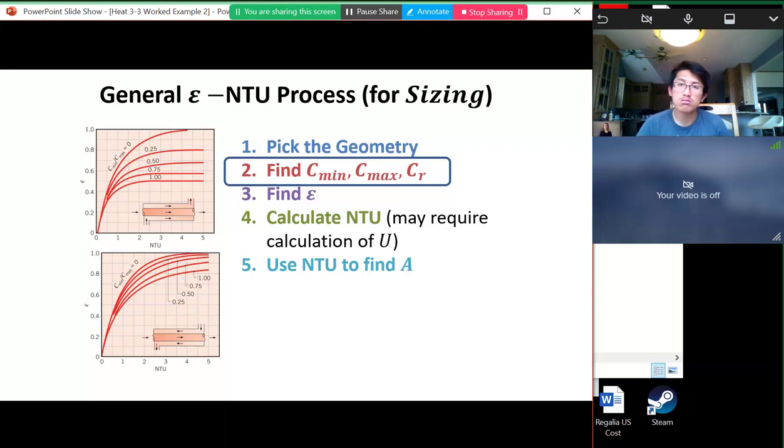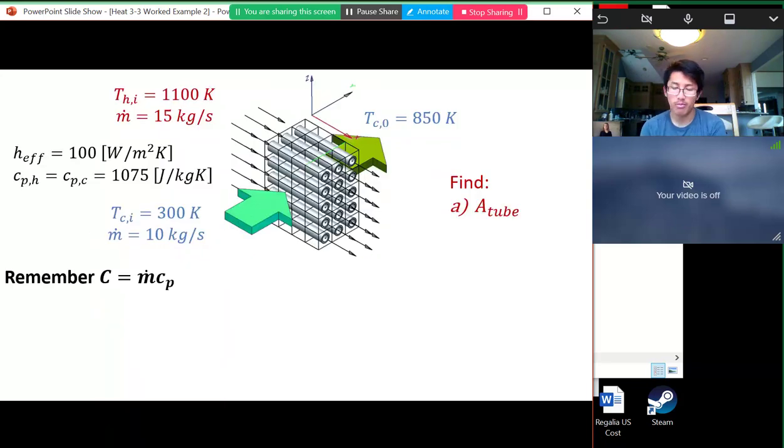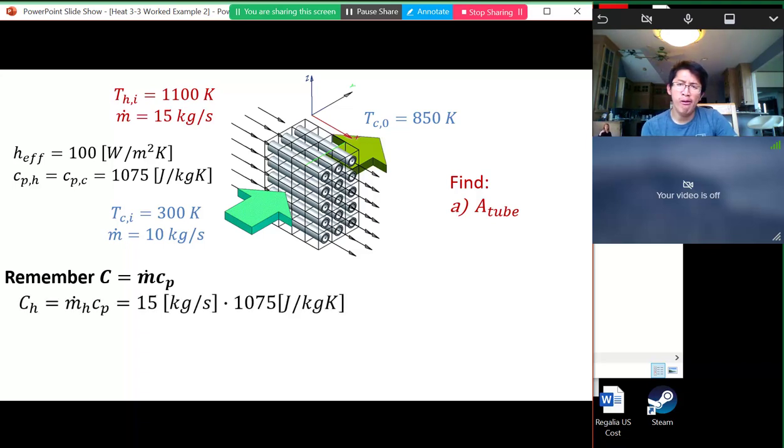So my flowchart's working anyway, at least for this problem, right? So this capital C is m dot times Cp. On my hot side, I know my mass flow rate is 15 kilograms per second, and the Cp on both sides is 1,075. So I can multiply these things together, and I see that my big C, or my fluid heat capacity rate, is 16,125 watts per degree Kelvin.